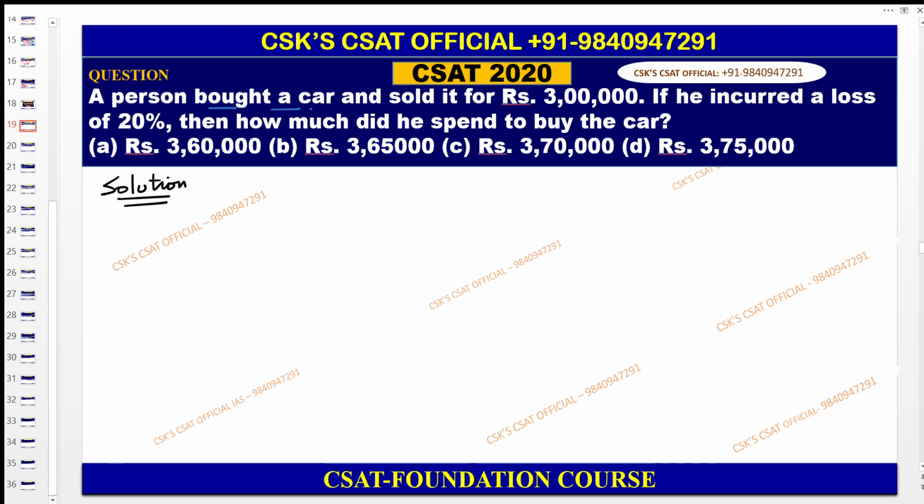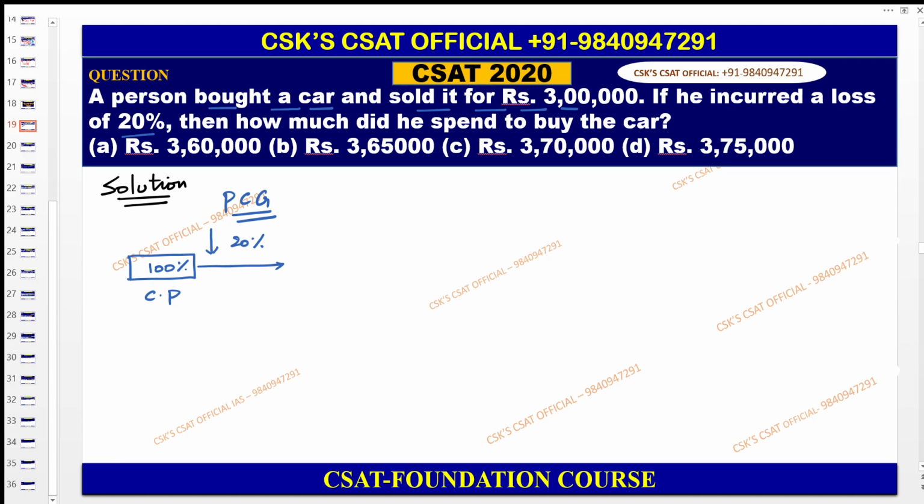A person bought a car and sold it for rupees, which means whatever the person is investing, that is nothing but your cost price. Whatever you are investing, you don't know. The PCG method is nothing but the percentage change graphic method. Here let us take this as the cost price. I don't know the cost price here. Take this as 100%, but I know that it incurred a loss of 20%. Loss means minus.